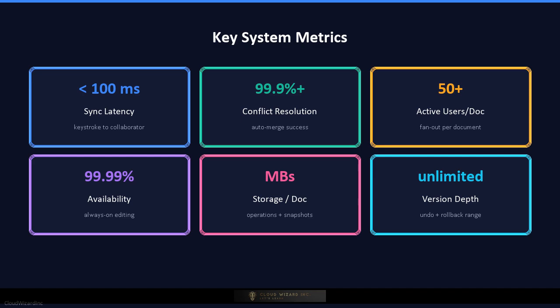Active users per document, a critical fan-out metric because broadcasting cursors and edits to 50 editors is very different from 5. System availability, typically 4 or 5 nines, because real-time editing is expected to be always on. Storage per document, driven by the size of the operation log and snapshot history. And version history depth, how far back users can undo or restore. These metrics are what interviewers and product managers actually care about.